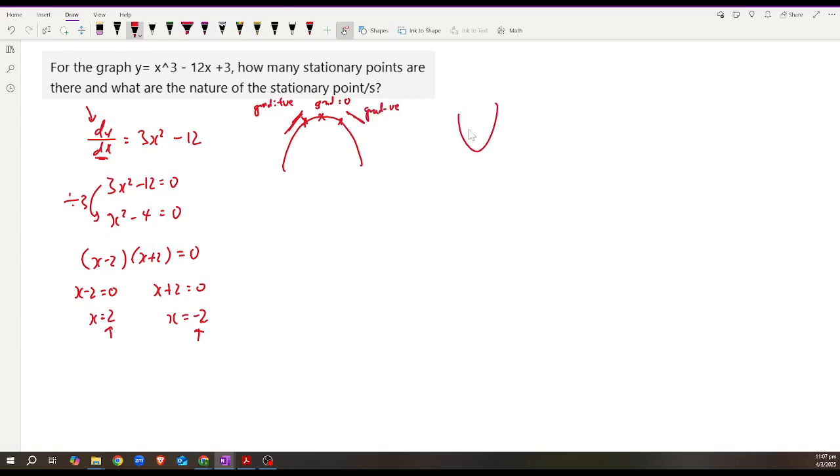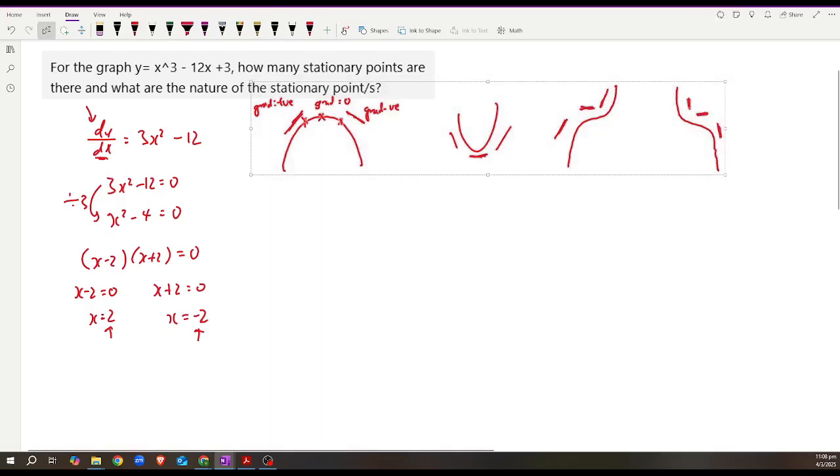And then it will be different for a minimum point. The gradient would be negative first, 0, and then positive. And then for a point of inflection, it will be positive, 0, and then positive again, or even going the other way around, it could be a point of inflection going downwards. The gradient will be negative, 0, and then negative again. Okay? So how do you present your answer?